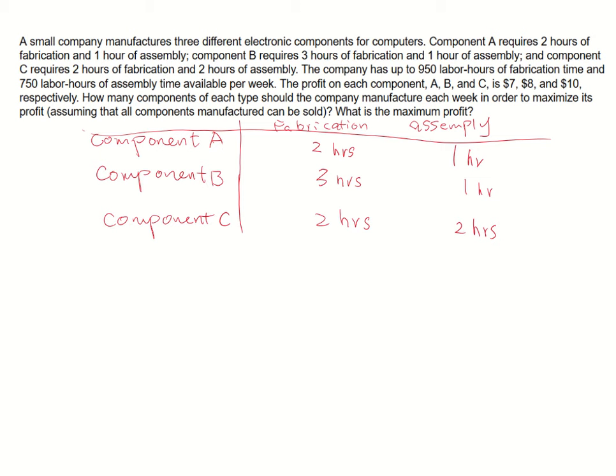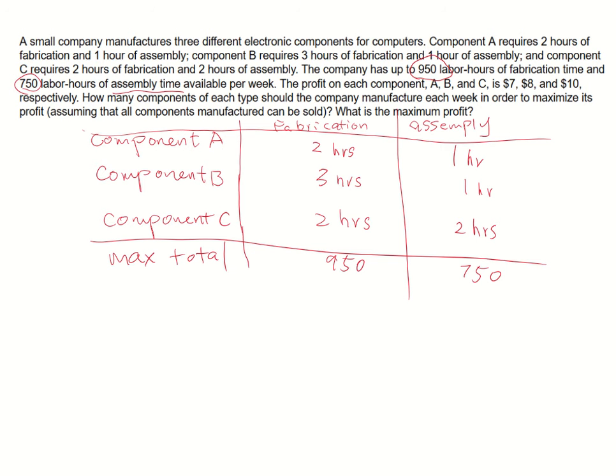The company has a maximum of 950 labor hours of fabrication time and 750 assembly time. The profit on components A, B, C is $7, $8, $10. We want to maximize the profit. So here we will say that we make x1 component A, x2 component B, and x3 component C.